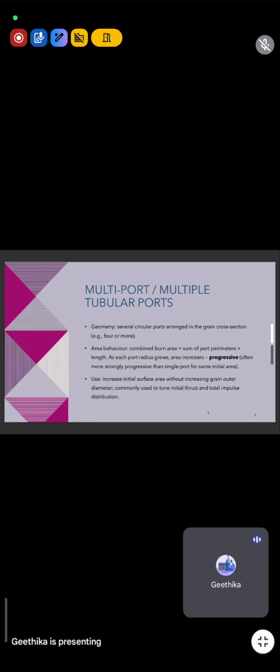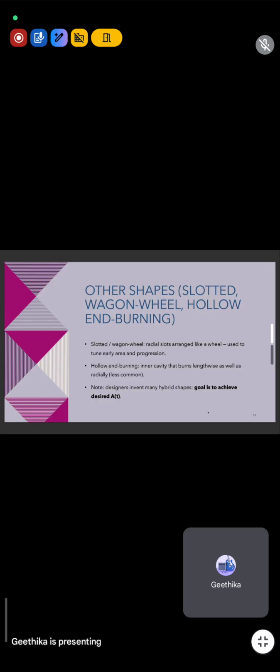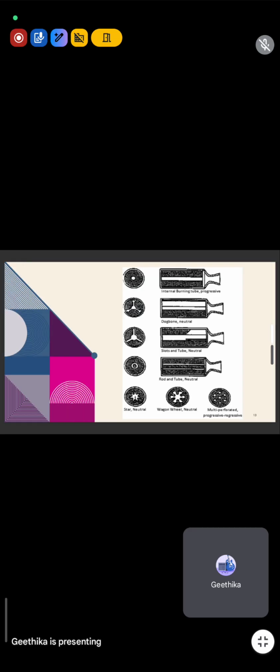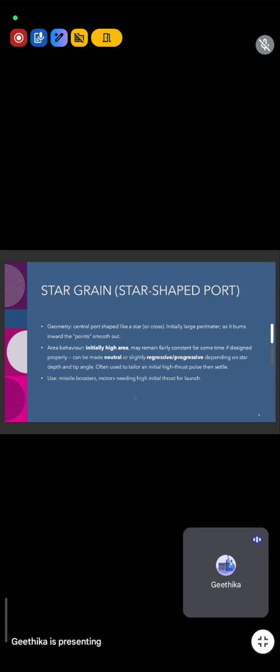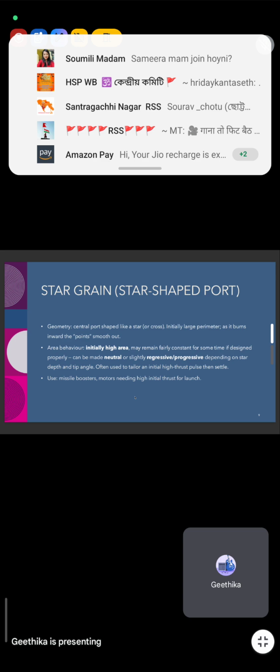And then there's star-shaped port. This is the image on the bottom left. With the star-grained propellant grain, the center or the hollow portion is shaped like a star. Initially it will have a larger perimeter or surface area where it burns, and as it burns inwards, the points smooth out. So the area keeps decreasing. Okay. Yes, sir.